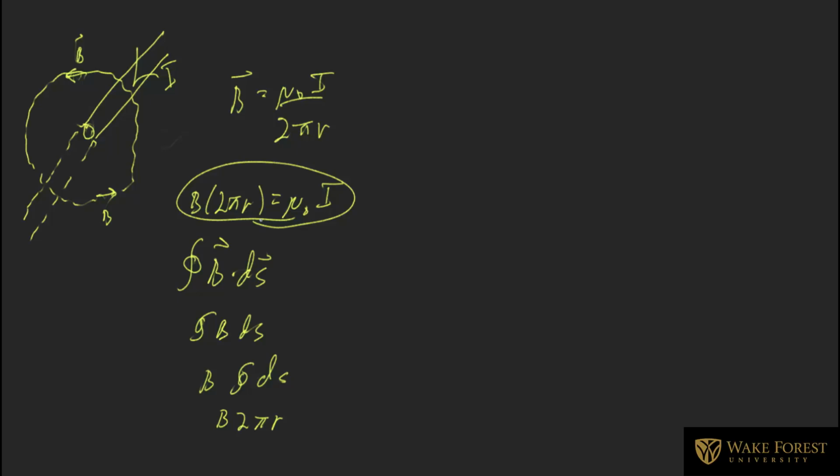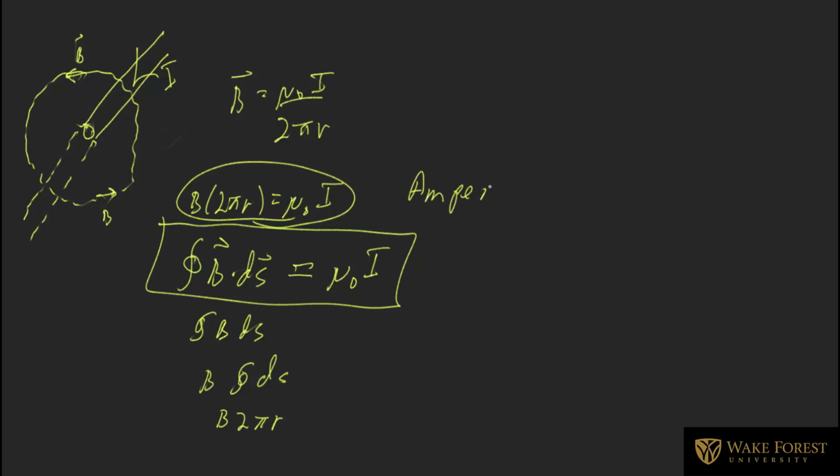Now, it turns out that this expression right here is true in general, that we have the integral of B dot ds is equal to mu naught times the current. This relationship right here is called Ampere's law, after the fellow who figured it out the first time. And the current here, well, what current? Well, for a wire it's obvious. More generally, for any arbitrary problem, the current is the current that pierces the surface bounded by the path over which we do the closed integral.